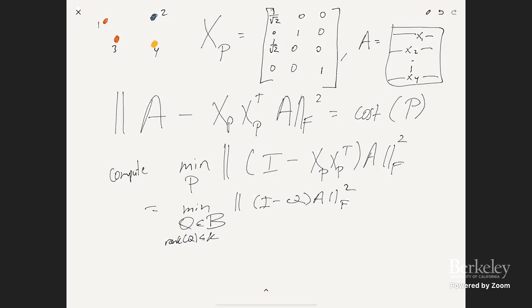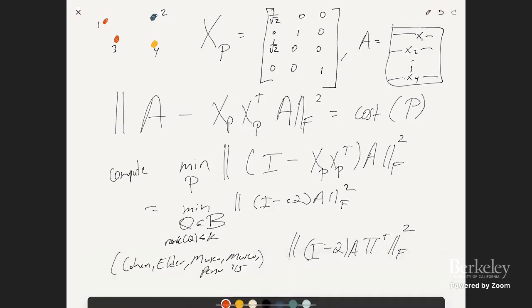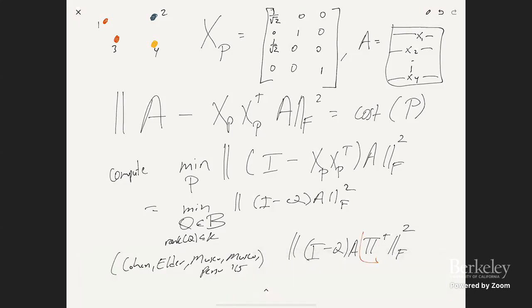And what this paper was able to show, so this is due to Cohen, Elder, Musco, and Persu, I think it was 2015, is that if instead you minimize the Frobenius norm squared of (identity minus Q) A pi transpose, right? So pi is this JL kind of matrix, right?